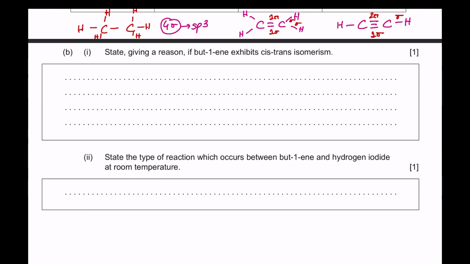Now we have to go to part B, part 1. You're giving a reason if but-1-ene exhibits cis-trans isomerism. So let's just try to draw the compound for now.